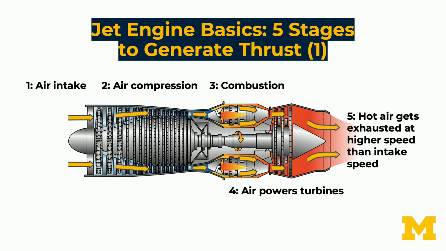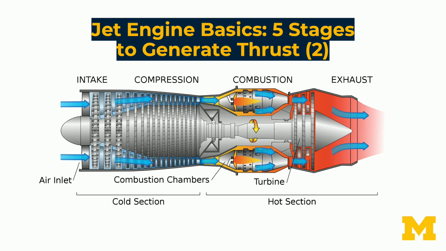That hot air gets exhausted at a much higher speed than the intake speed, and it causes the airplane to move forward. So you basically have this cold section where you have air coming in, and then you have this hot section where you have combustion and air flowing out. That air flowing out turns a turbine. That turbine causes the intake fans to bring more air in.